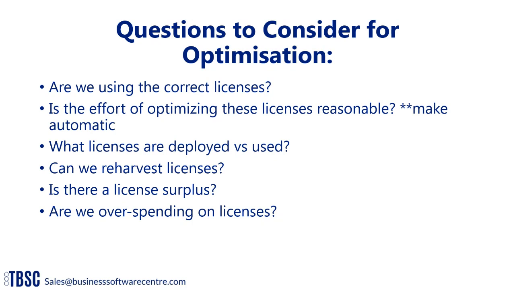Another question to consider for optimization is, is there a licensing surplus? I would say that some businesses tend to purchase licenses and then kind of forget about what licenses they even have. So having the ability to see your current surplus is valuable because you can see what licenses are kind of, you know, in the ether and not allocated anywhere.